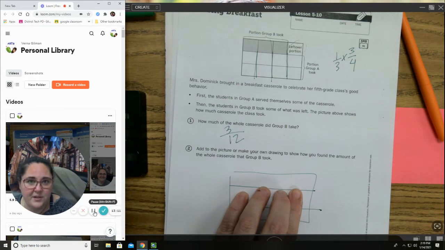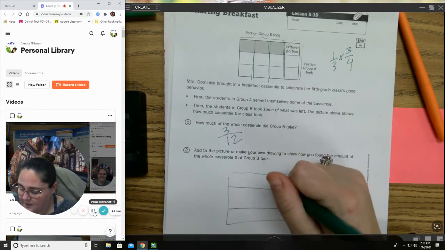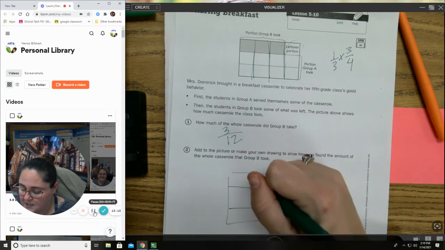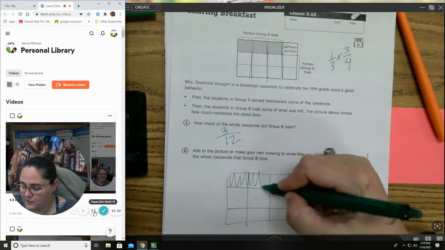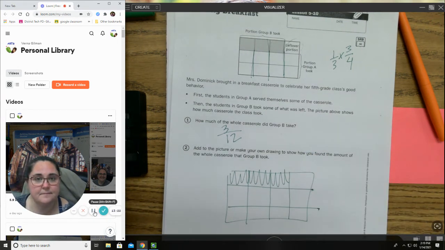Okay, so they have 1/3 left. And then I separate it into fourths because I know that they ate 3/4 of what was left. So this is what Group B ate, right?